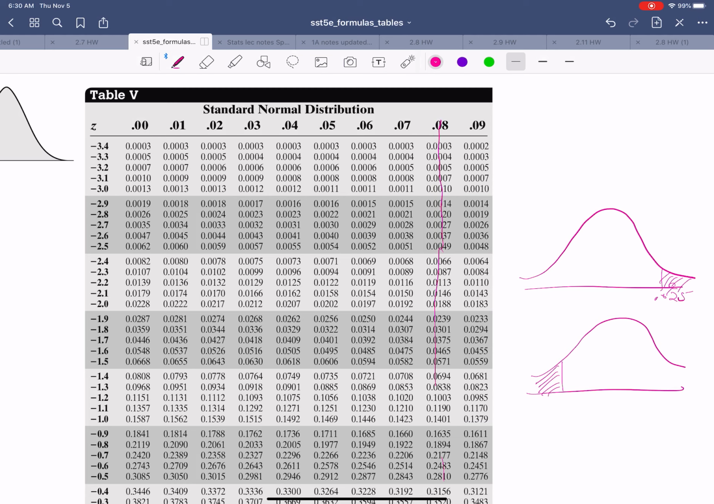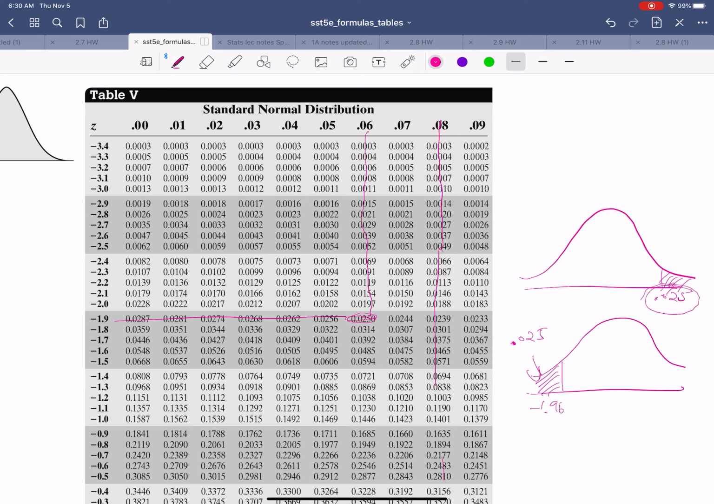I can look for this area 0.025 in the negative z-scores, and that looks like right here. So 1.96 is the z-score, so that's going to be negative 1.96. But I'm looking for the one that has 0.025 area to its right, not to the left.